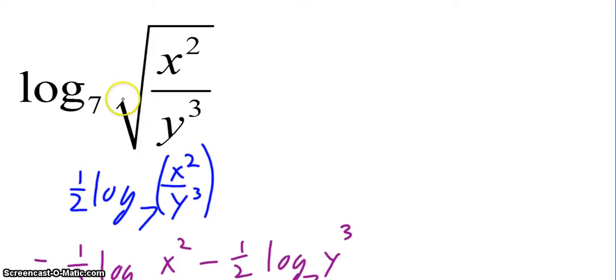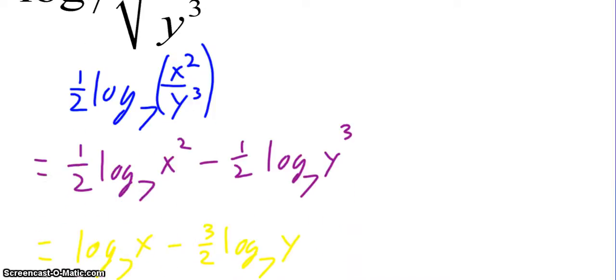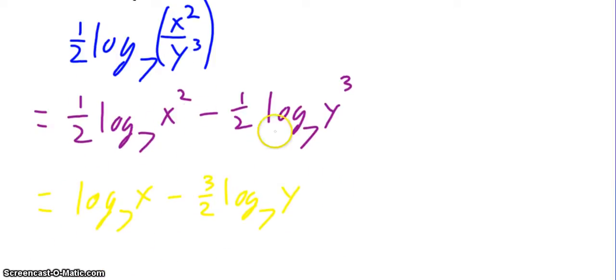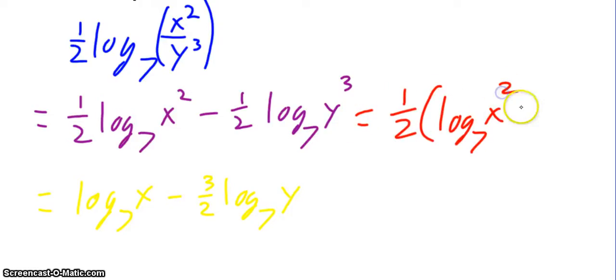Alright, for the next one. So the square root is around the entire quantity that I'm taking the log of, so I bring that down as a 1/2 in front first. So I have 1/2 log base 7 of the quantity x squared over y cubed. Now I separate this into two separate terms with subtraction. The 1/2 stays with both terms. If you want to factor it out, you could and write parentheses. So for example, I could also write 1/2 times the quantity log base 7 of x squared minus log base 7 of y cubed. So that's okay as well.